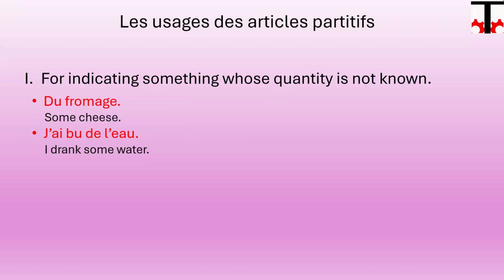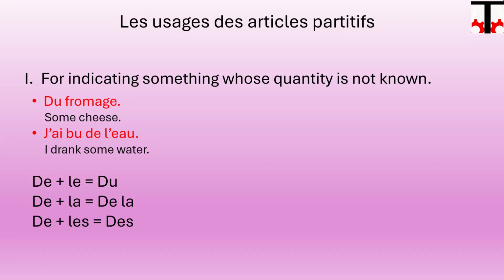The partitive articles are used to indicate something whose quantity is not known. For example, du fromage, some cheese. J'ai bu de l'eau, I drank some water. We don't know how much. These articles are formed by adding de and the definite articles. For example, de plus le, c'est du, de plus la, de la, de plus les, des.